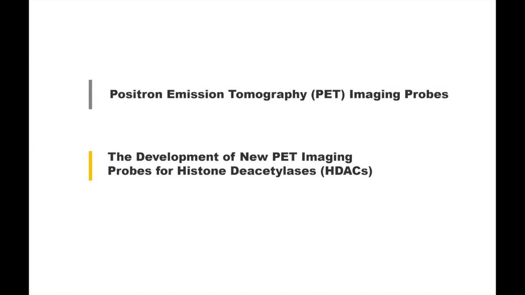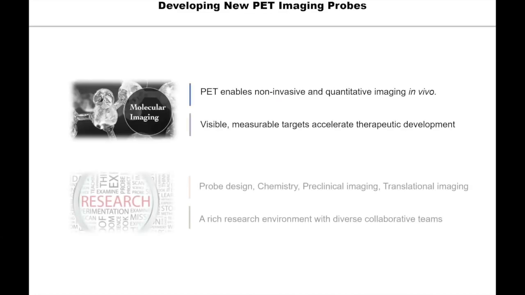So how do we find a new PET imaging probe? I will take the HDAC probe at Martinos as an example. First of all, we need a team to complete this project, from the probe design and chemistry, including radiochemistry, to preclinical imaging, translational imaging, and human imaging. We all have such expertise at Martinos, so we can work together and find such probes.